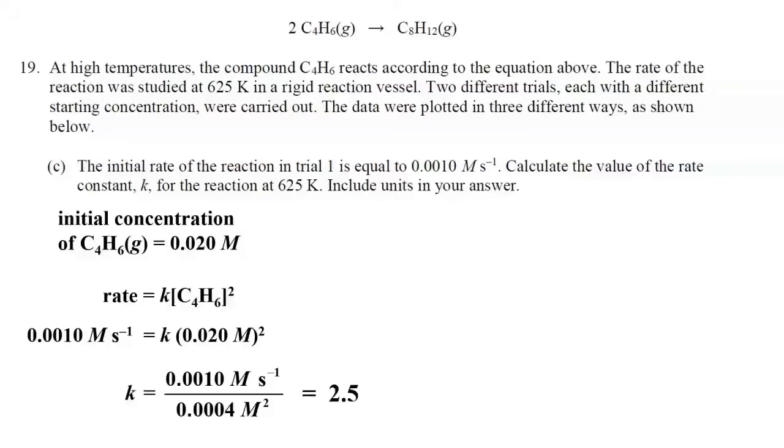Now, if you write that as your final answer in part C, you would not earn full credit because they say include units in your answer. That's very typical when you're calculating a rate constant. The units are dependent on the order of the reaction, so that's very important to mention. I've got molarity per second on the top, and molarity squared on the bottom. When I work out the units, it's going to be inverse molarity, so molarity to the -1, and then inverse seconds, so seconds to the -1. Those are my units of the rate constant.